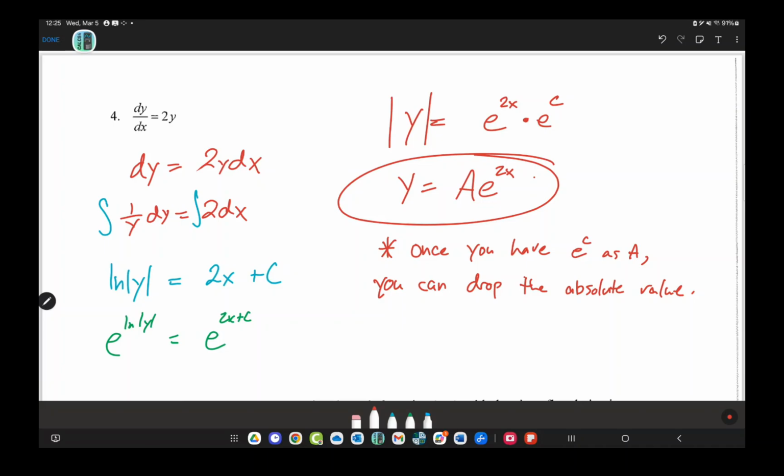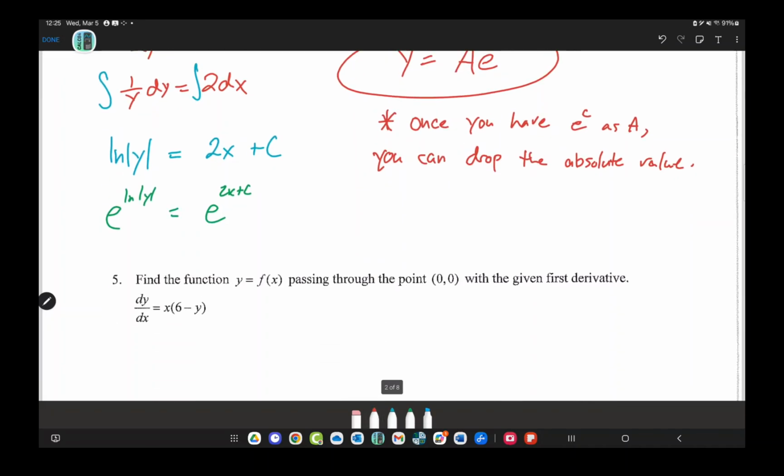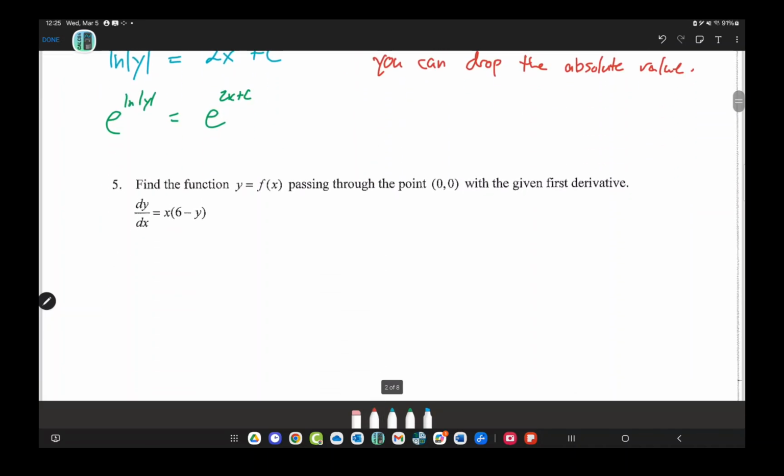All right, so let's look at this. We kind of already talked about this. Find the function y equals f(x) passing through the point (0, 0), given the first derivative. Now, anytime it's multiplication, to bring the y over, I have to bring the 6 minus y with it. So I'm going to have 1 over (6 minus y) dy is equal to x dx.